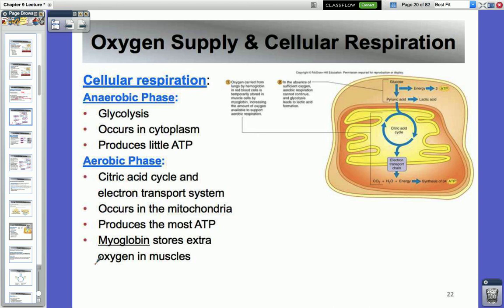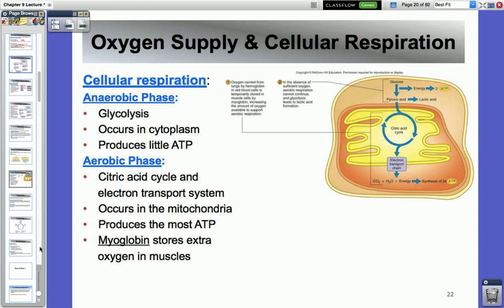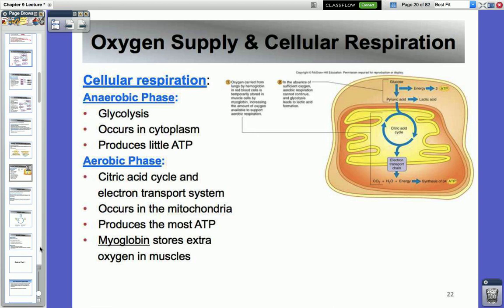We also have myoglobin, which is another complex protein. It has this kind of red tint to it. We'll talk about it later. It stores oxygen just like hemoglobin stores oxygen, but this is going to be specifically within a muscle. And it's how most of our ATP is produced. Okay?